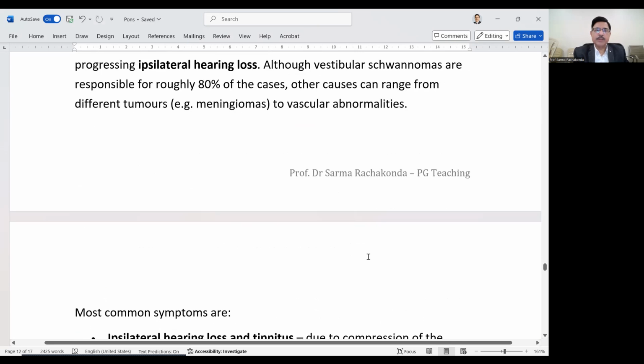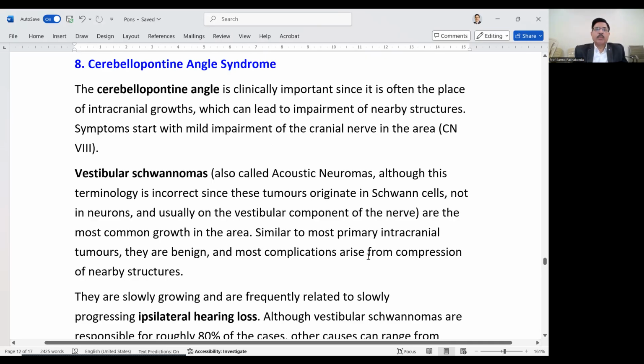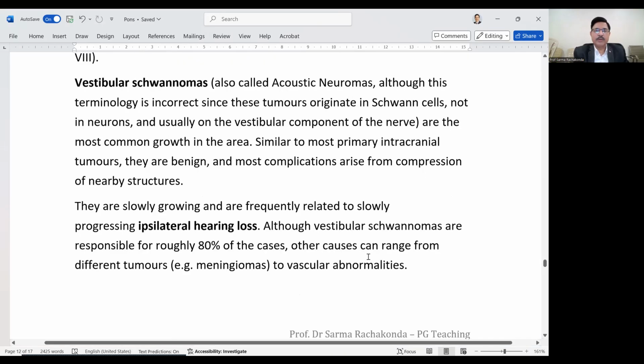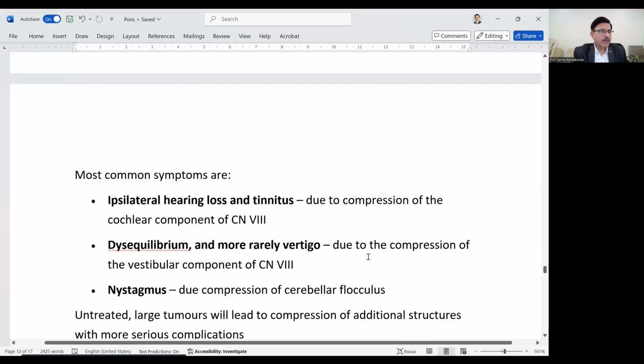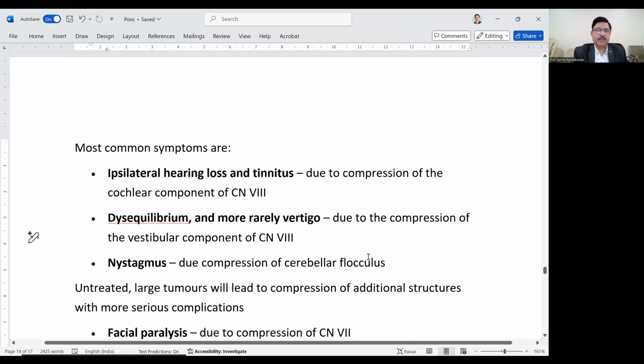Now, describe CP angle features. What are CP angle tumors? Tell me. Mostly it is a schwannoma or a meningioma. It is benign and surgical outcomes are good. It produces unilateral, ipsilateral hearing loss. Vertigo will be there. Tinnitus will be there. Tinnitus, vertigo, and then ipsilateral hearing loss. Disequilibrium, rarely vertigo. Nystagmus due to the compression of the flocculus.